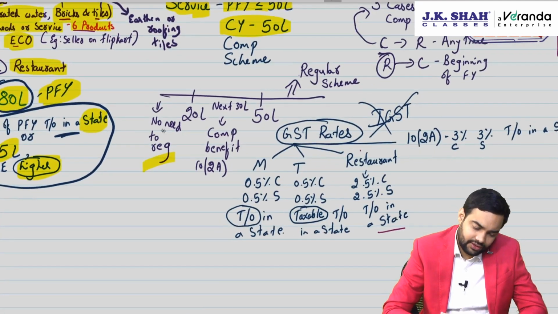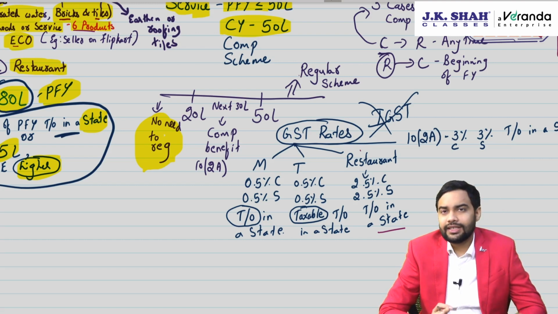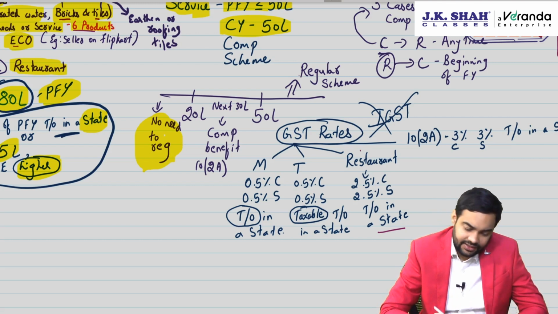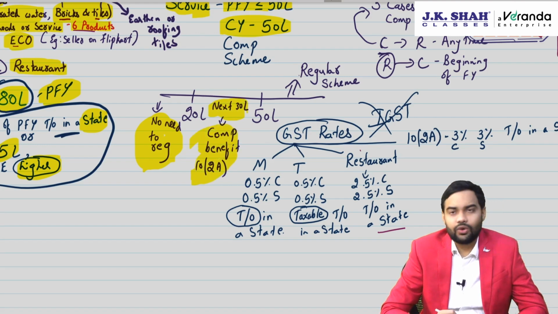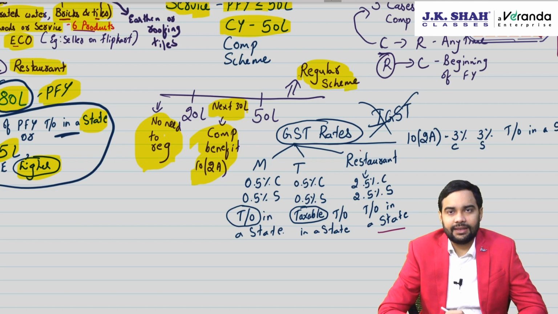See, first 20 lakh, if we talk about 10-2A, no need to register at all. Why will you simply register and pay tax from your pocket? So, first 20 lakh, no need to register. Then, for the next 30 lakh, you can take the composition benefit of 10-2A. That means you will pay a lower rate. And once you touch 50 lakh, you will have to shift to the regular scheme.